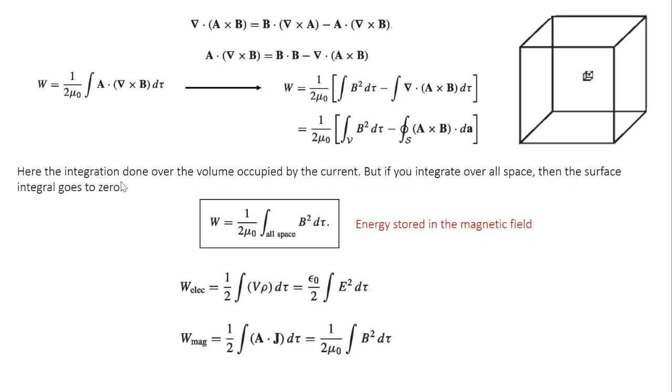So far the integration is done over the volume occupied by the current. Now let's scale up the problem and do the integration over the entire space. In this figure, assume that this small cube is the area where we have the current and the magnetic field associated with the current, and the large cube is the entire space. So far we have done integration in this small cube. Now we want to extend this integration to this large cube.